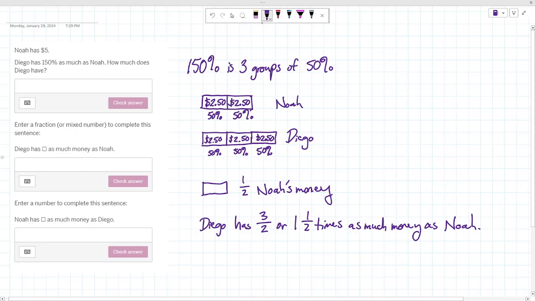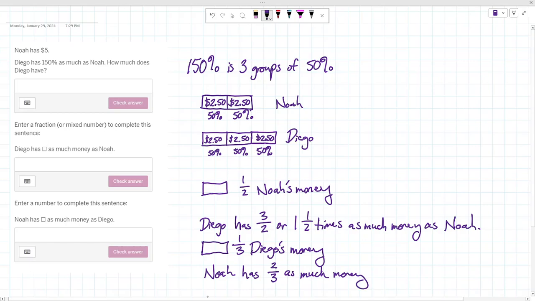So now let's think about Noah has blank as much money as Diego. So look at Diego's money. How many of these groups does he have? Well, there are 3 of them that make up all of his money. So this is 1/3 of Diego's money. And how many of these little groups does Noah have? He has 2 of them. So Noah has 2/3 as much money as Diego.